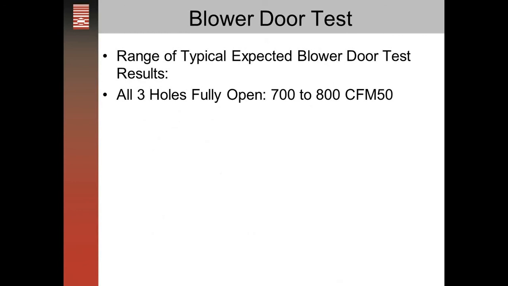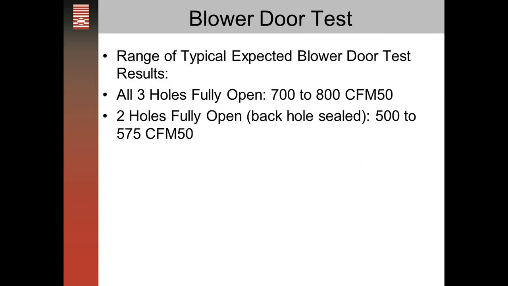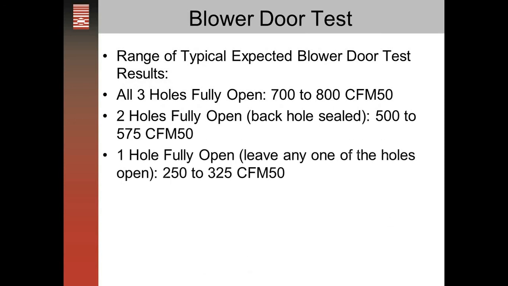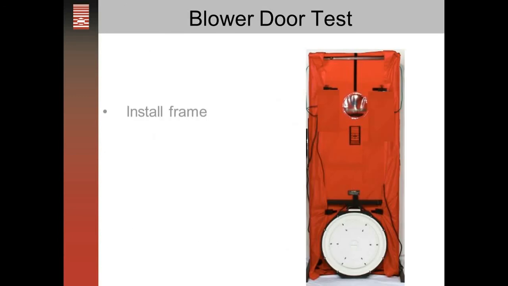And then there is a range. This information is in the manual. I'm not going to spend a lot of time on it, but with 3 holes open, you can expect 700 to 800 CFM50. 2 holes open, 500 to 575. 1 hole open, 250 to 325. So that's kind of the range that you'll see when doing those tests because of the turbulence within the trainer.